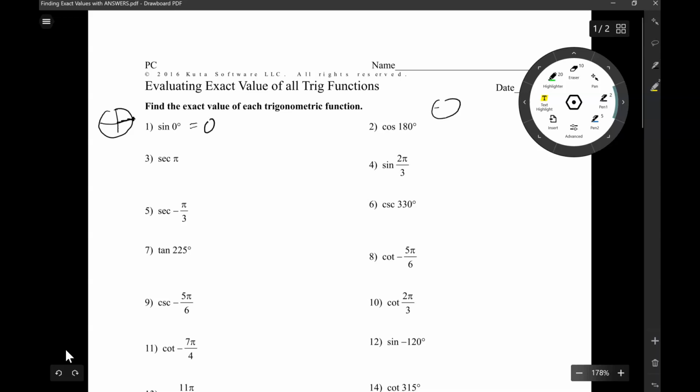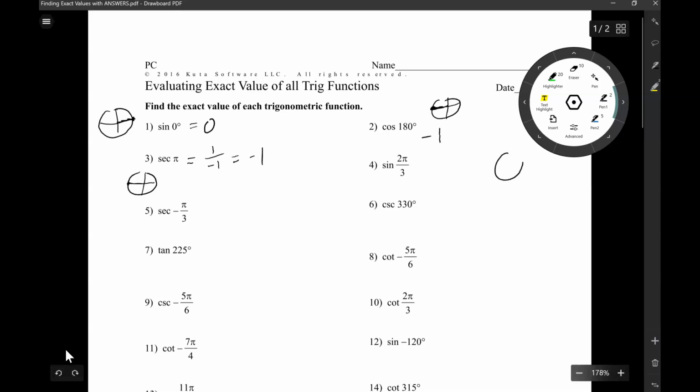Okay, number 2, cosine of 180. That thing is 180 degrees. We'd be pointing over this direction, so we're talking about that point right there. The x coordinate of that point would be -1. Secant of pi. So again, draw a quick unit circle. Pi is over here, so we're talking about that point. Secant, so it's really the same point we had up here. Secant is 1 over cosine, so this would be 1 over -1, which would just be -1.